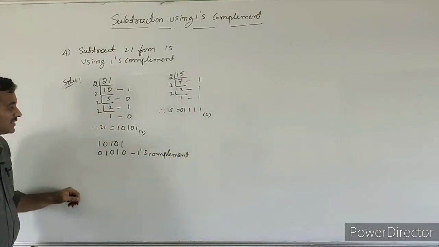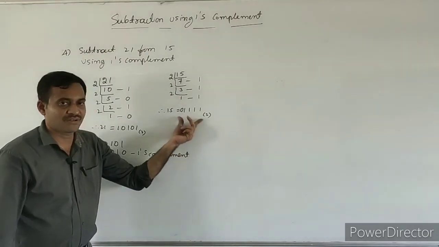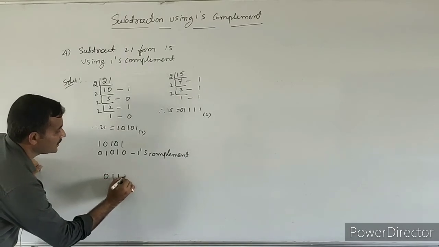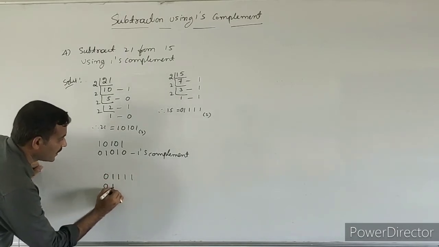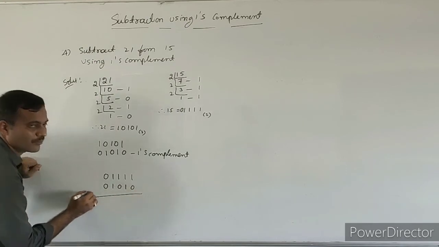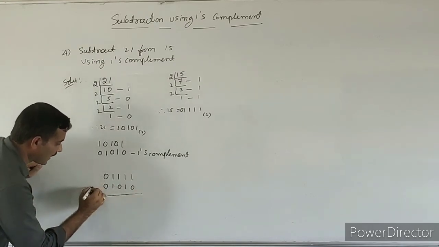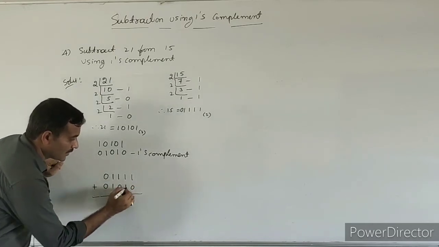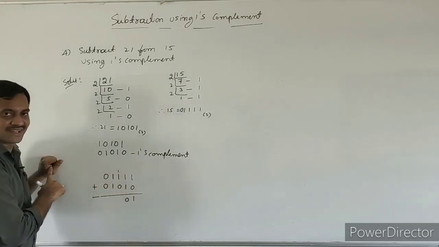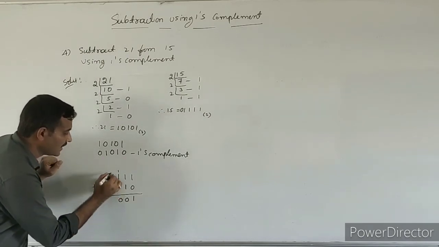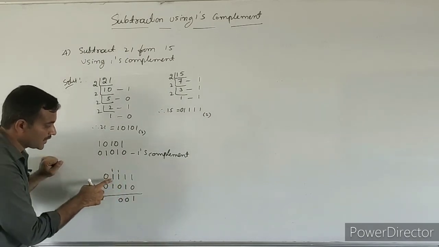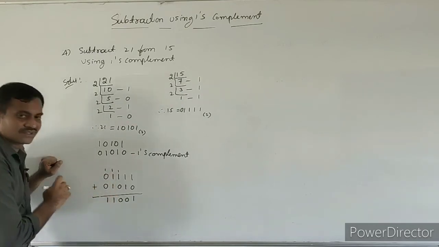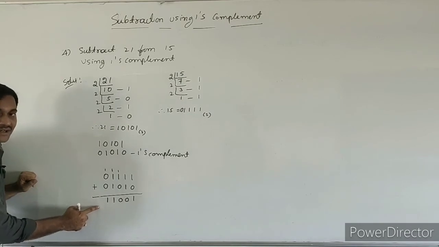Then the next step is to add this 1's complement to the minuend. Minuend is 0 1 1 1 1. Then 0 1 0 1 0 is the 1's complemented subtrahend. The process is addition. 1 plus 0 is 1, 1 plus 1 is 0, carry to the next stage. 1 plus 1 is 0, carry to the next stage. 1 plus 1 plus 1 is 1, carry to the next stage, that is 1. Here observe that there is no end around carry.